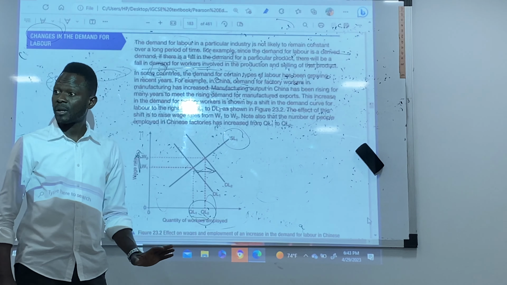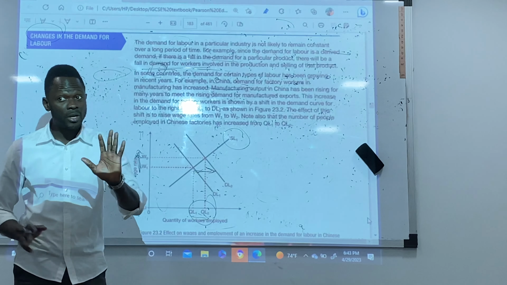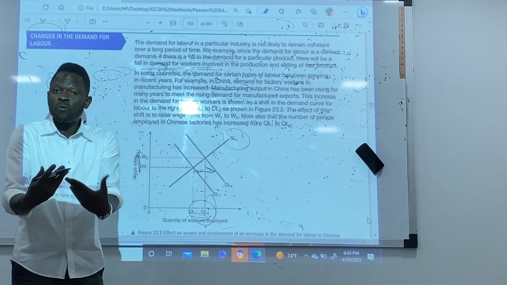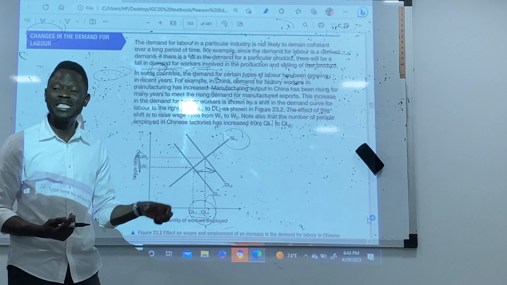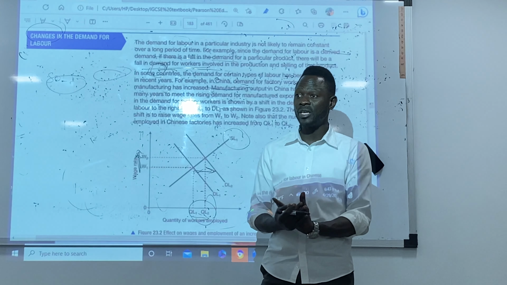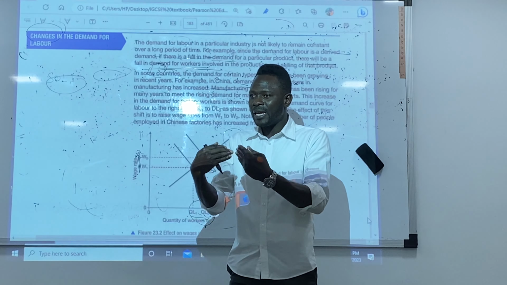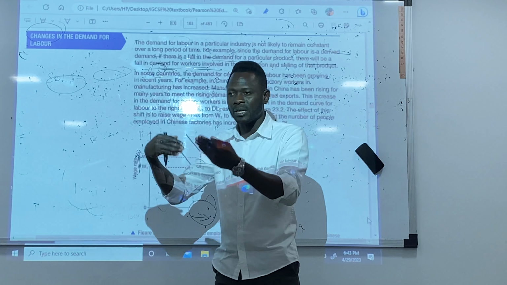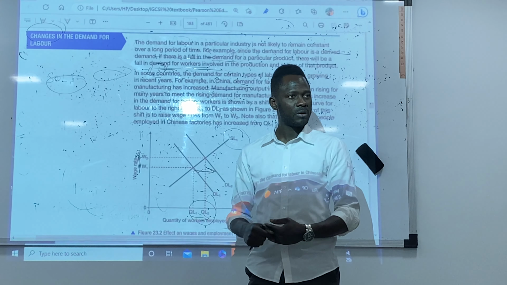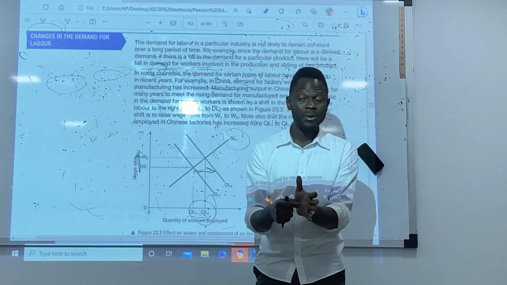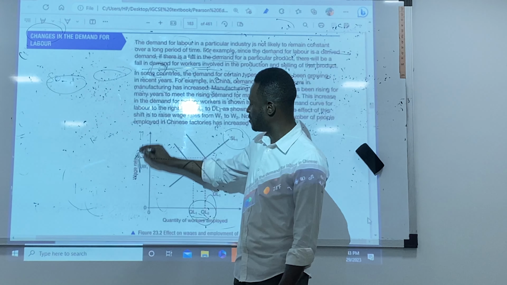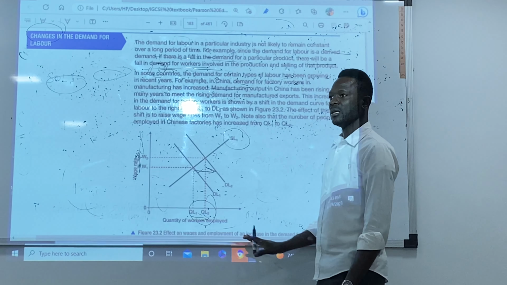The demand for labor increases; supply is not changing. Supply of labor is the number of workers making themselves available. But here the demand for labor has increased in this industry, so it means the supply is less. That means the demand is exceeding the supply. The number of workers that are available is not up to what is needed in that industry. So the wage rate will definitely rise. Is it clear now?